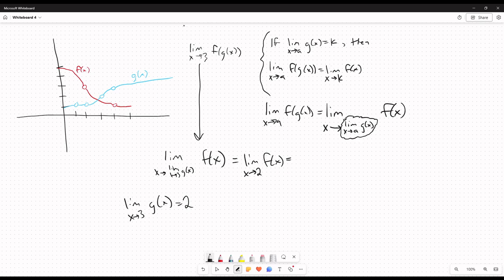And what's that going to be? Well, as x approaches 2, it looks like f of x approaches 3. So our answer ends up actually being 3. So that's just a quick look at how we use that composition law again when we have graphs of functions.